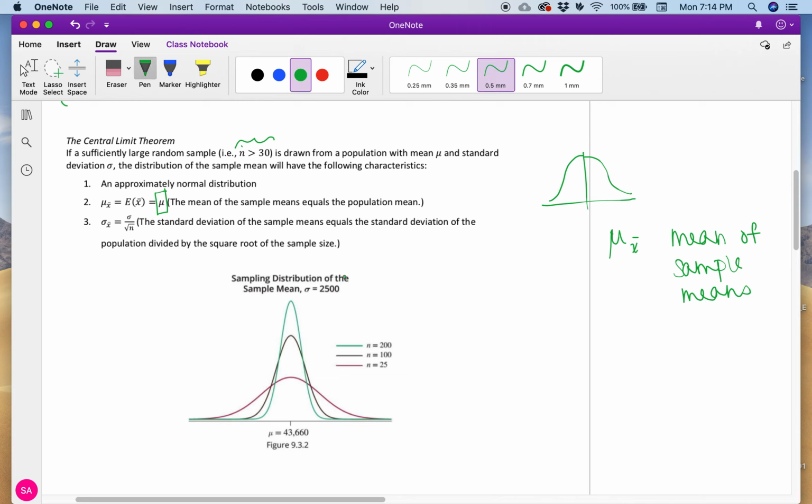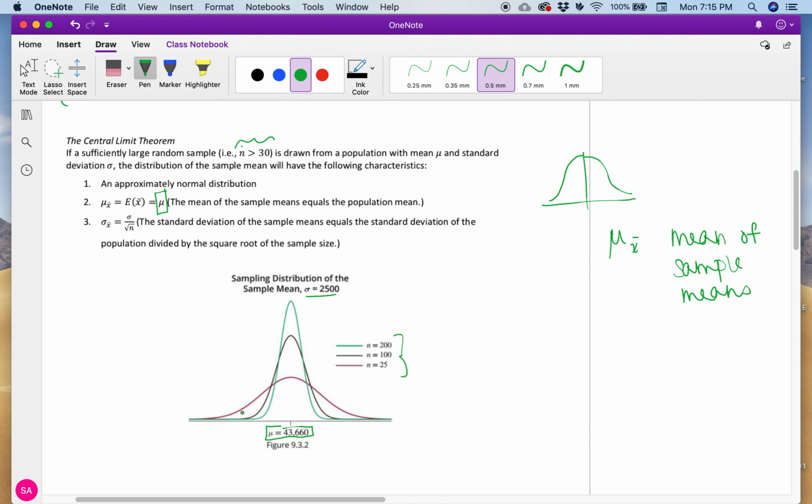So we have 3 different sampling distributions here. The population standard deviation is 2,500. The population mean is 43,660. But over here, they have 3 different sample sizes. First, they have n is equal to 25, so it's a sample size of just 25. So they found all possible samples of size 25, and they found all the sample means. And then they built a probability distribution, and it looks like this. It's kind of flat. It's this bottom pink one, purple, burgundy. I don't know what color you want to call that.